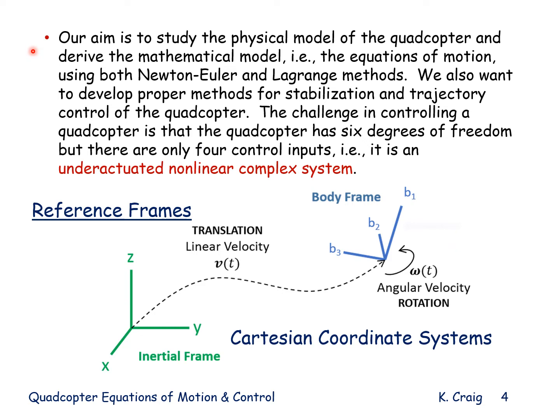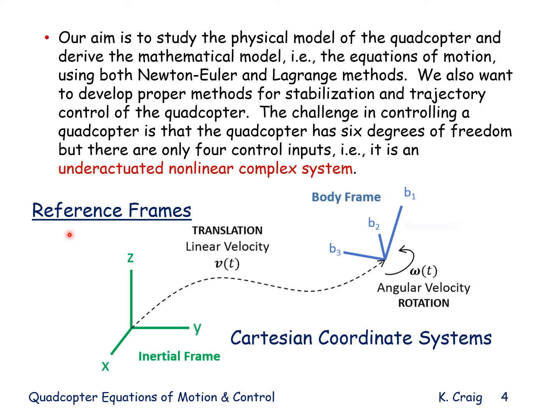Our aim is to study the physical model of the quadcopter and derive the mathematical model, that is, the equations of motion, using both Newton-Euler and Lagrange methods. We also want to develop proper methods for stabilization and trajectory control of the quadcopter. The challenge in controlling a quadcopter is that the quadcopter has 6 degrees of freedom, but there are only 4 control inputs. It is an under-actuated, nonlinear, complex system.